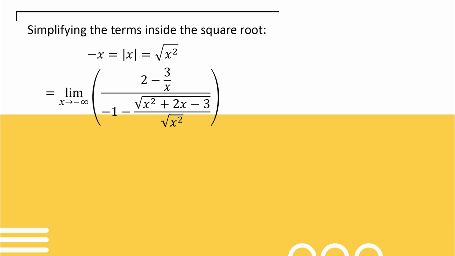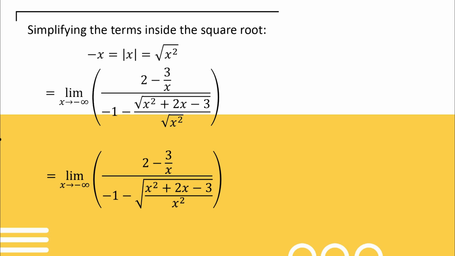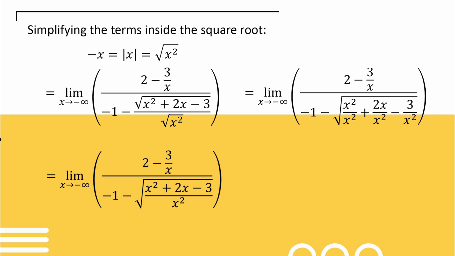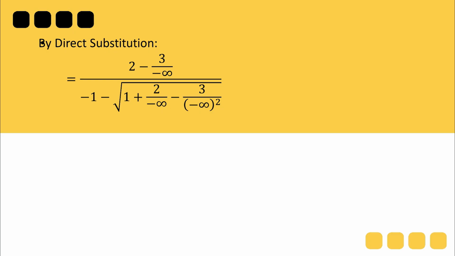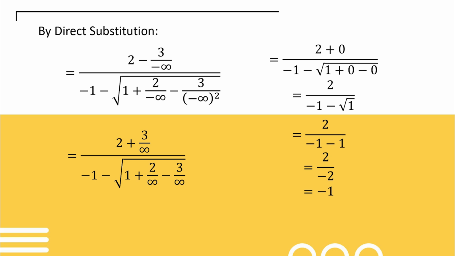By the laws of exponents, we can divide x squared plus 2x minus 3 by x squared and place them inside the square root. Then we divide each term in the numerator inside the square root by x squared to get the expression below. When we apply direct substitution now, we can see that no indeterminate form is produced and we can focus on simplifying the expression. Take note that a finite value divided by infinity or negative infinity is 0 and the square of infinity is still infinity. Simplifying the expression, we get negative 1.